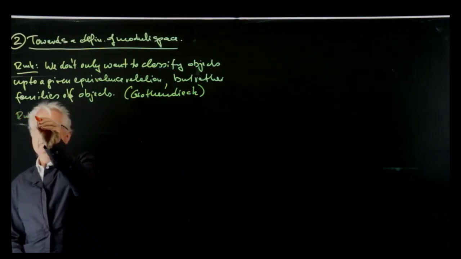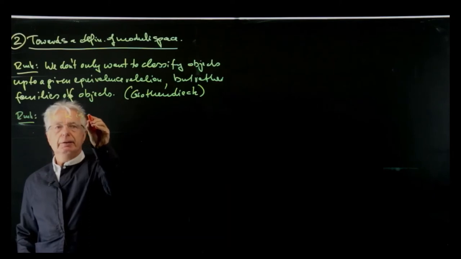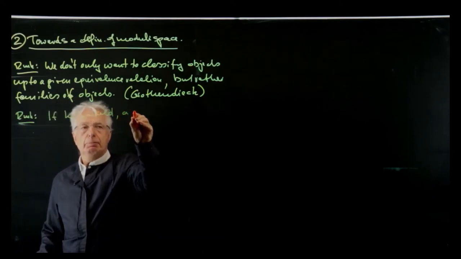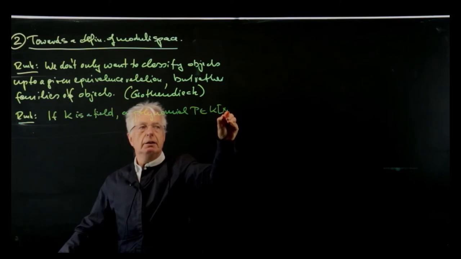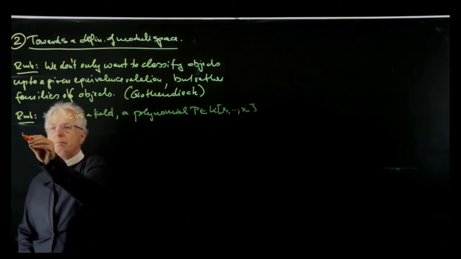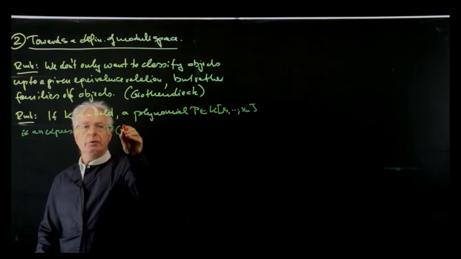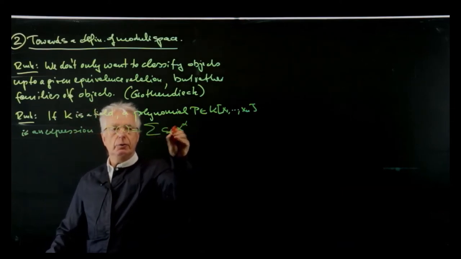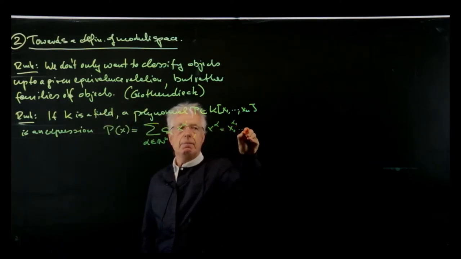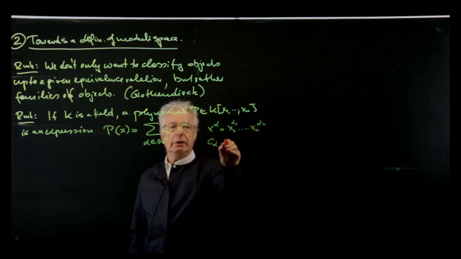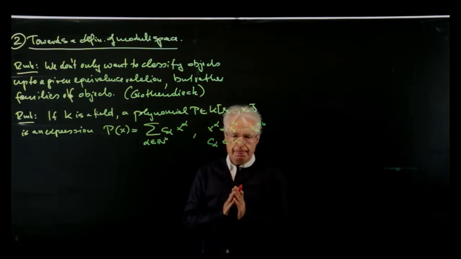So this is another remark, and we just do it for polynomials at the moment. If K is a field, a polynomial P in K[x1, ..., xn] is an expression P(x) = sum of c_alpha x^alpha, alpha in N^n, where x^alpha means x1^alpha1 up to xn^alphan, and c_alpha is in the field. That's a single object. That's not a family.